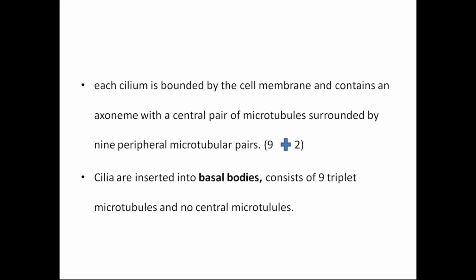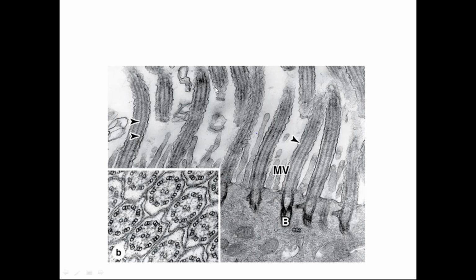So this is cilia, and here I am showing an electron microscopic figure. Here the arrow marks the elongated process.